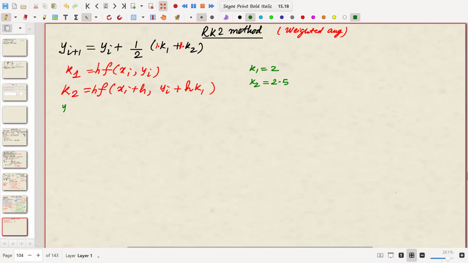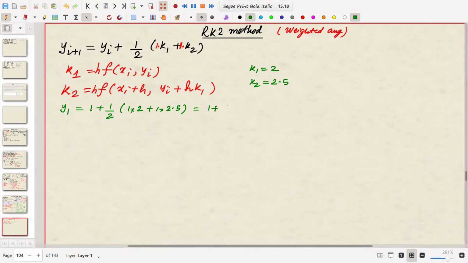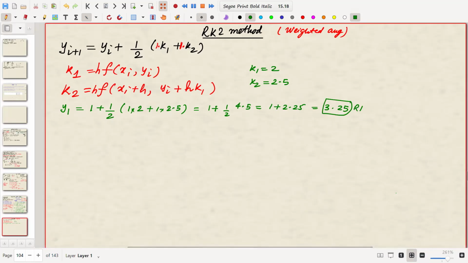Yes. So y1 equals y0 plus 1 by 2 times 1 times K1, that is 2, plus 1 times K2, that is 2.5. So you are getting 1 plus 1 by 2 into 4.5, which is 1 plus 2.25, that is 3.25. You can see this is the same value you got using the RK2 method.